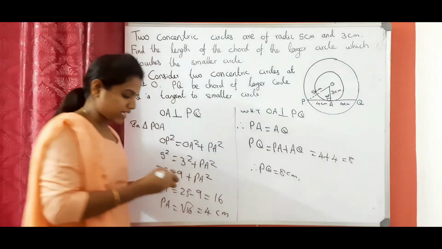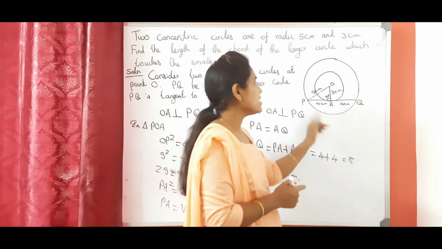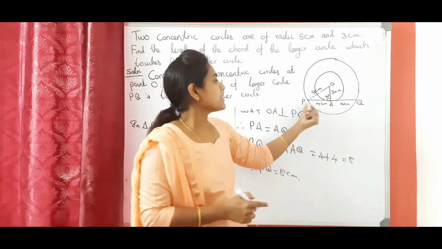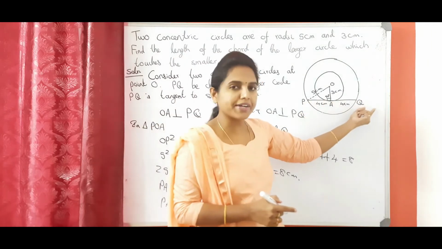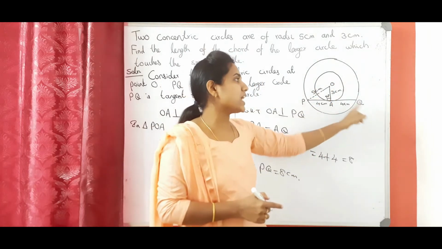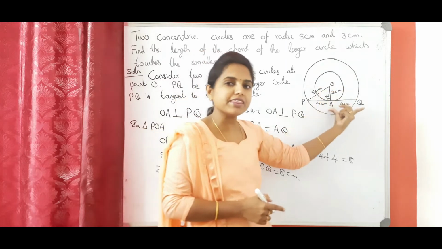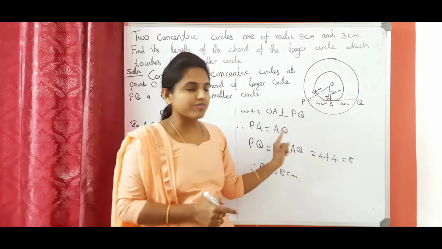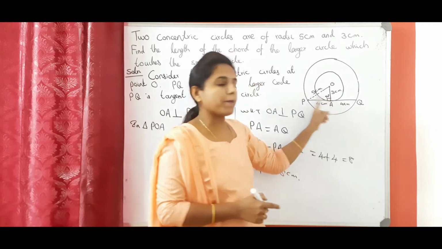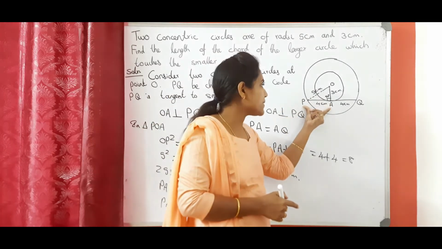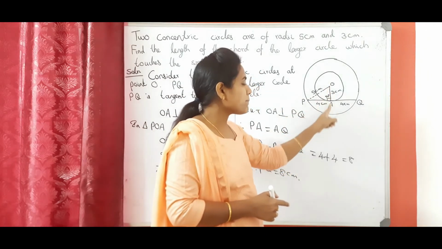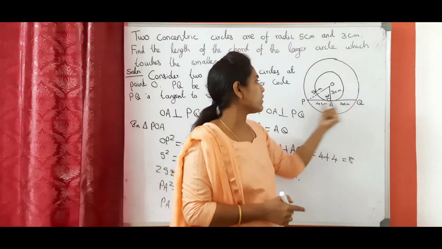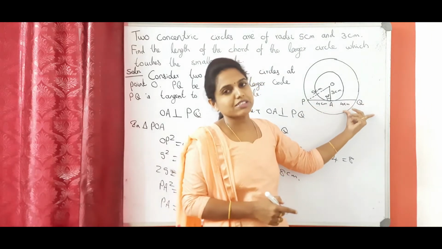Very easy. Let me explain one more time. They have given the smaller circle radius as 3 centimeter and the larger circle radius as 5 centimeter. We take PQ as the chord of the larger circle and the tangent of the smaller circle. We need to find the length of the chord, that means the PQ value. Using theorem 1, we get 90 degrees. Applying the Pythagoras theorem, we easily get PA equals 4 centimeter. OA is perpendicular to PQ, so PA equals AQ, both 4 centimeter.